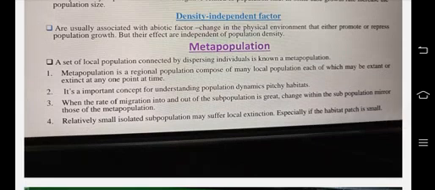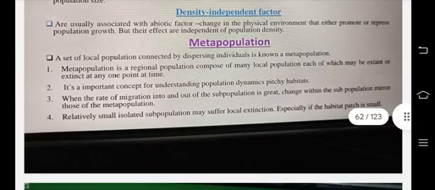Metapopulation. A set of local populations connected by dispersing individuals is known as a metapopulation. A metapopulation is a regional population composed of many local populations, each of which may be extant or extinct at any one point in time. It is an important concept for understanding population dynamics. In habitats where the rate of migration into and out of the subpopulation is great, changes within the subpopulation mirror those of the metapopulation. A relatively small isolated subpopulation may suffer local extinction, especially if the habitat patch is small.